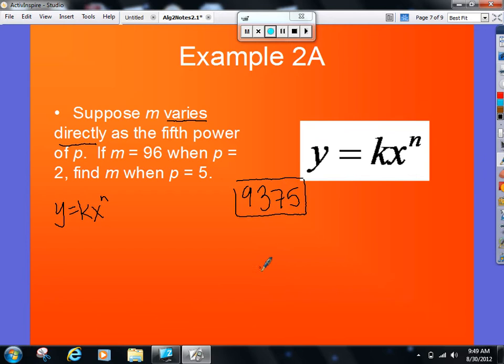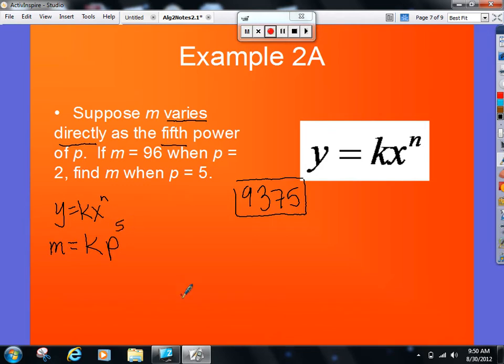Okay, here's my explanation. You can fast forward this part if you got it right. So I wrote y equals kx to the n because I saw those keywords, varies directly. Now I plug in the variables. m varies directly as the fifth power of p. So m is going in for the y. k will still be there, and now I have p to what power? The fifth.